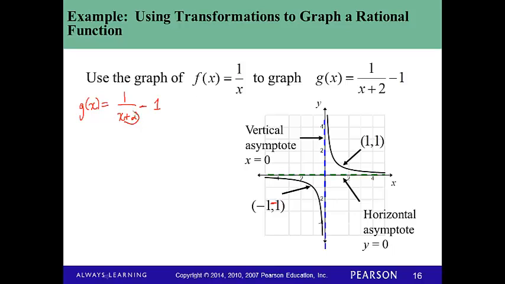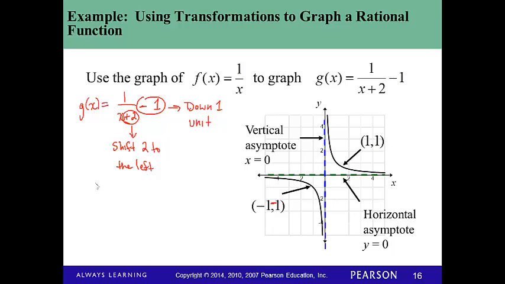So this says add 2, which tells us to shift the graph 2 units to the left. Always do the opposite if it's a change on x. And then the negative 1 tells us to go down 1 unit.